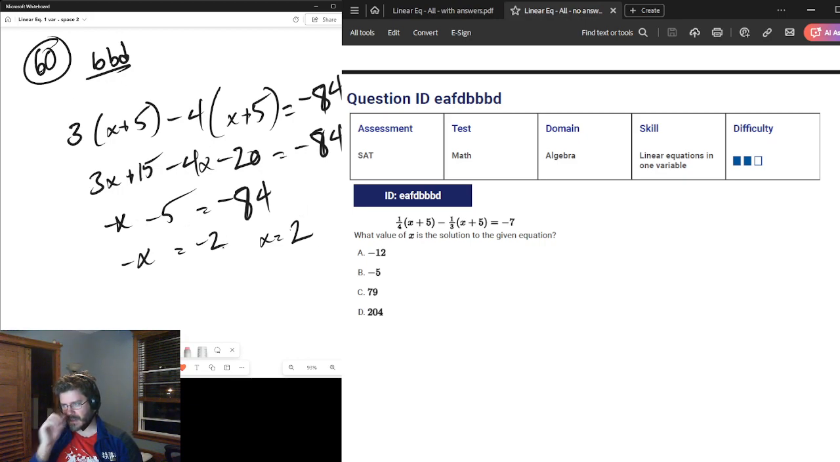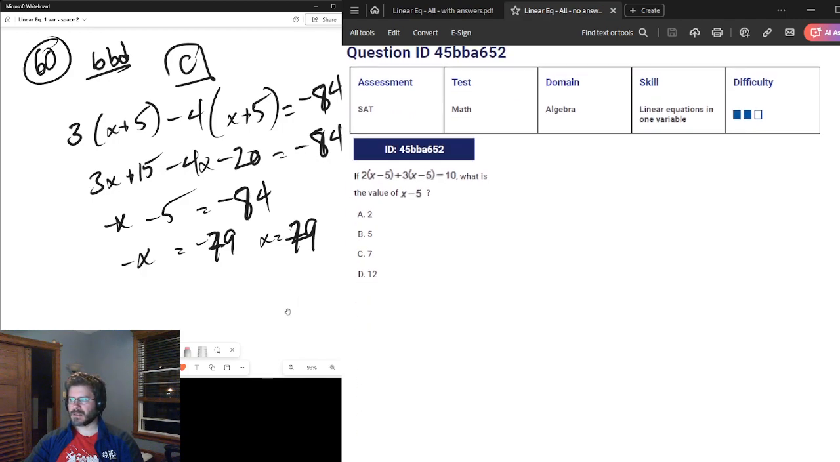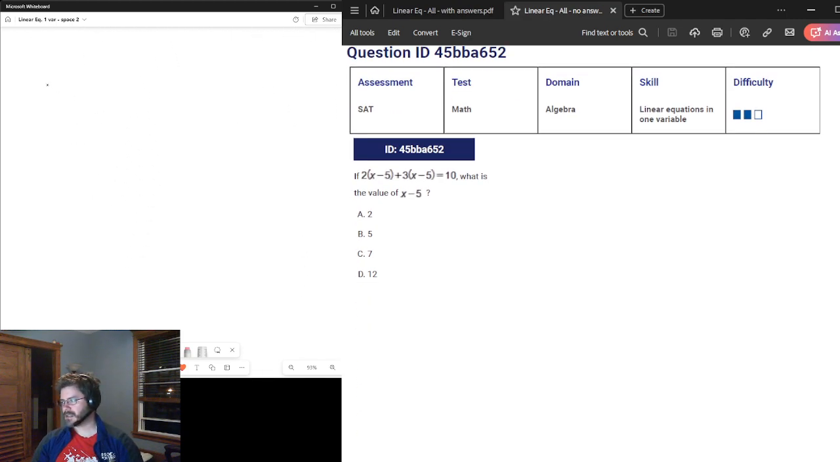Add the 5 and you get your 79. And then flip the sign and we get 79 positive. So C. Got to multiply everything by that coefficient, not just the left-hand side. But catching yourself is key.